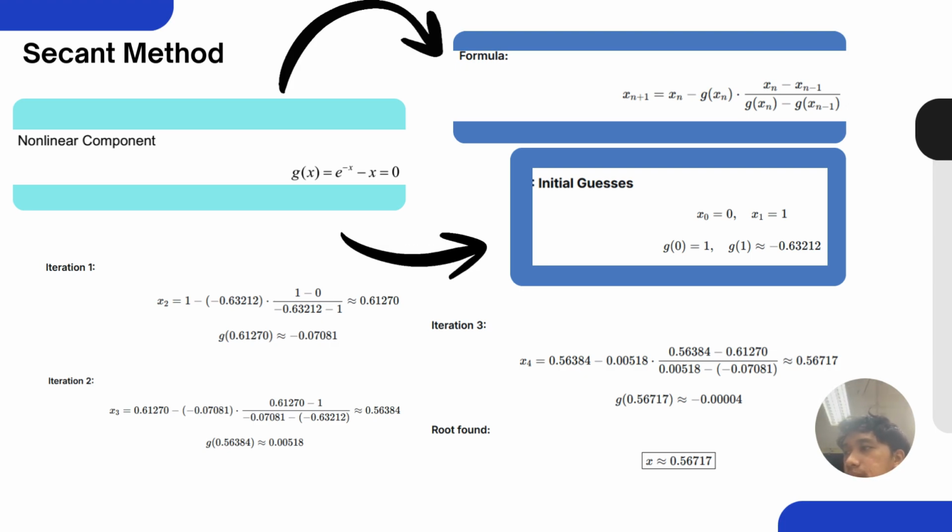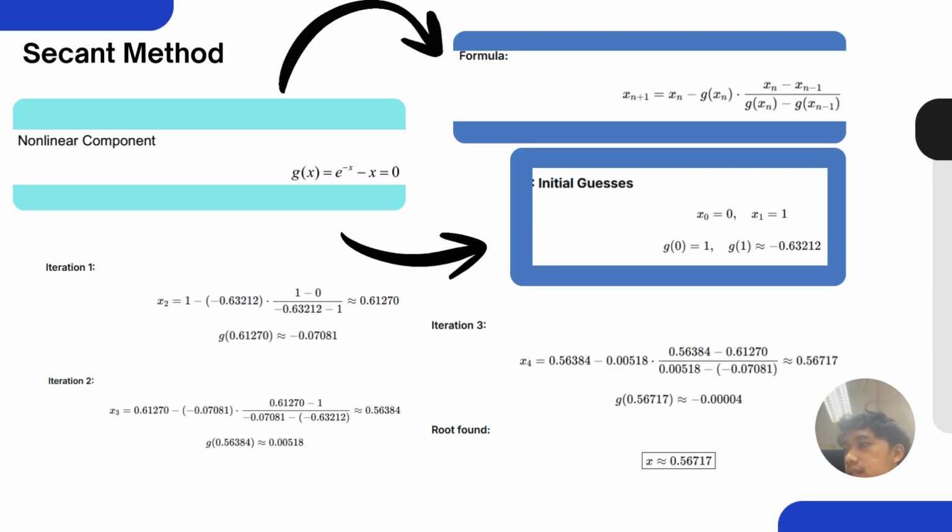So next we perform the iterations. First iteration, we compute x2 equals 0.6170, and then we get g(x2) is equal to negative 0.07081. For the second iteration, we compute x3 equal to 0.56384, then we get g(x3) is equal to 0.00518.